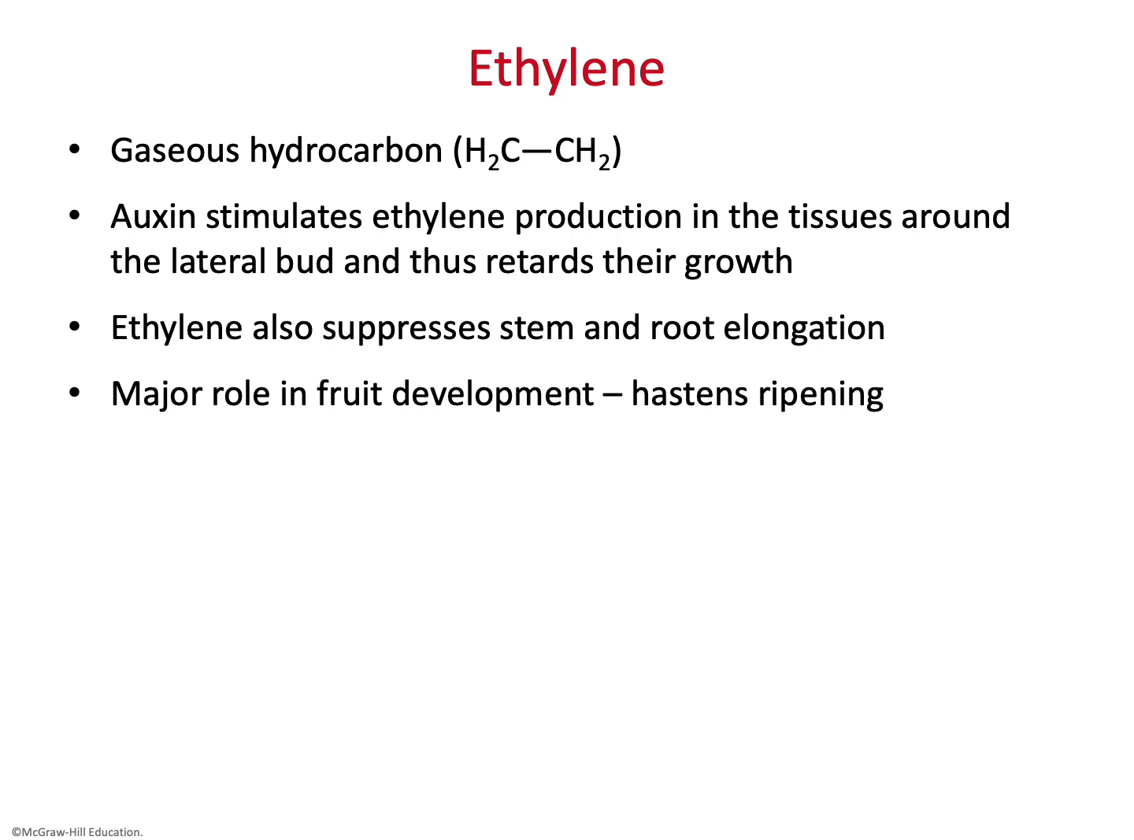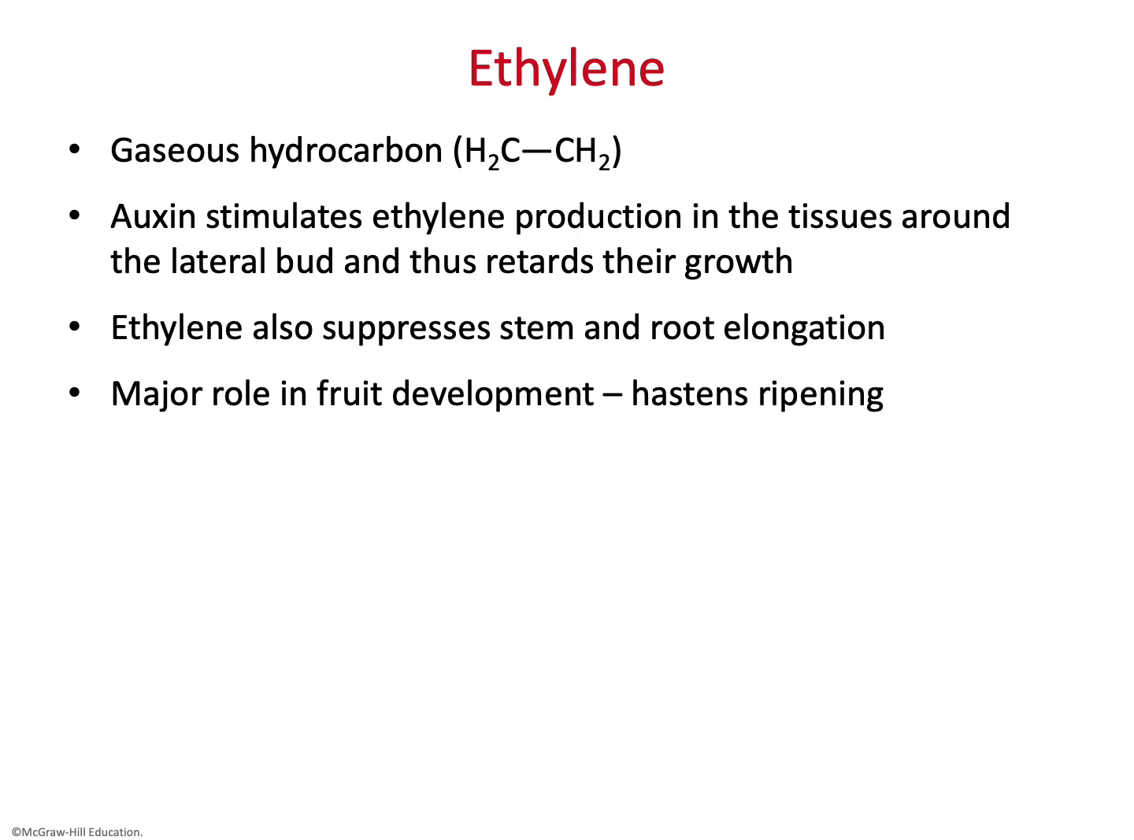Ethylene is naturally produced in small quantities and interacts with other plant hormones to regulate plant growth and development. When auxin is transported downward from the shoot apical meristem, it stimulates the production of ethylene in the tissues around the lateral buds, and this prevents their growth.